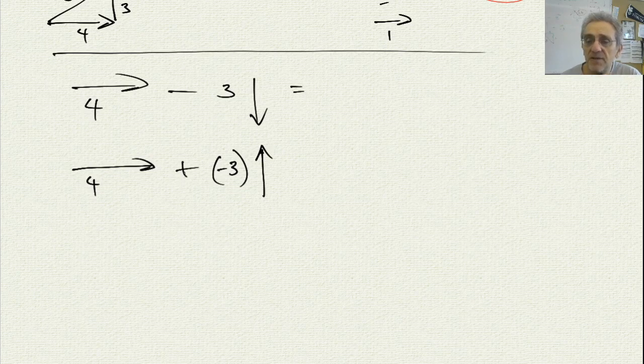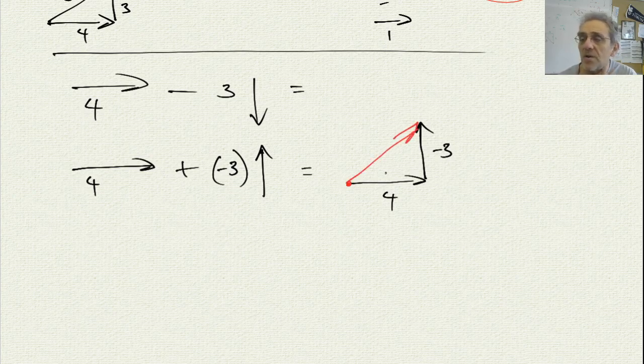Notice now here I'm saying plus. This is easy now because I know already how to add vectors. When I add them, I'll put the 4 down. And now I'll add them head to tail with the negative 3, and I'll get a resultant starting from the tail of the first one, going to the head of the last one. So this vector is my resultant vector.